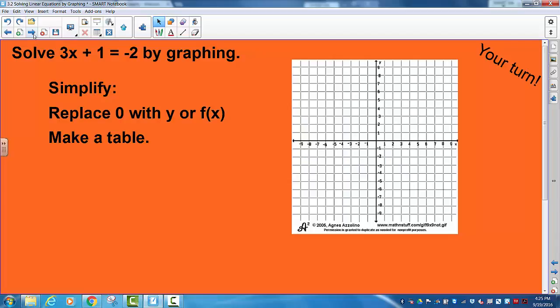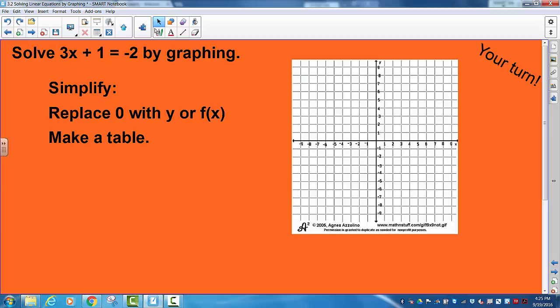Okay, let's solve 3x plus 1 equals -2 by graphing. First thing you do is simplify it. Then you replace 0 with y, or f of x, and you make a table. It's your turn. Pause the video, try this one, and then get back with me.